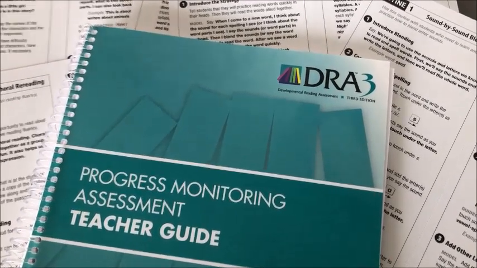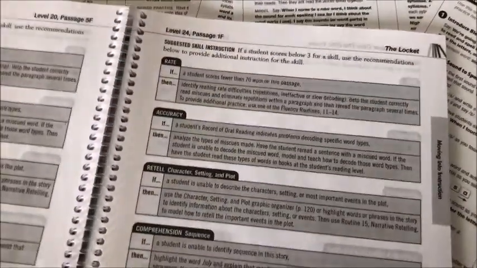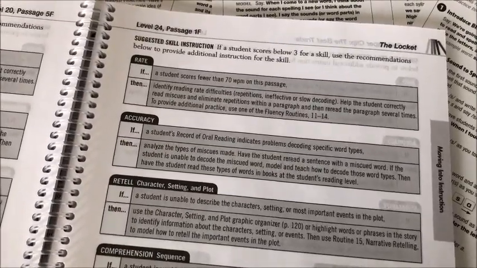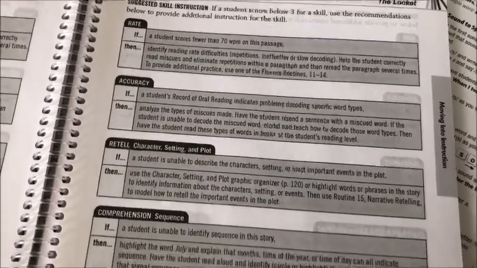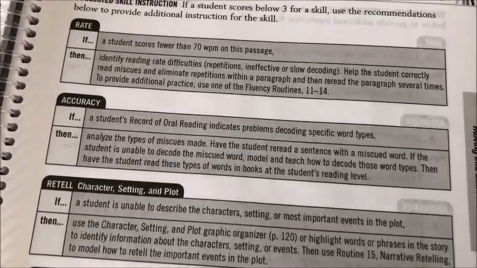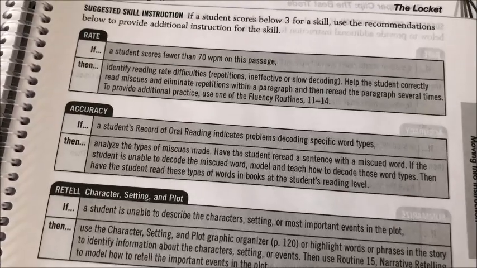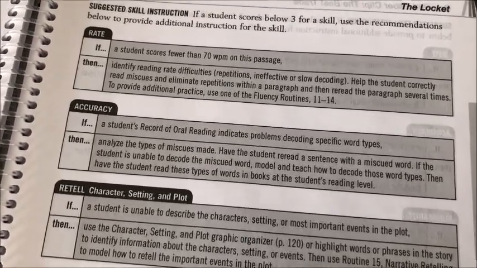And during this assessment, teachers will find out what specific areas of literacy need attention and then provide them with an if-then guideline on how to address these specific areas of challenge or struggles. And they can be broken down into rate of reading, accuracy, retell, and comprehension. So if the student scores fewer than 70 words per minute on this passage, then identify reading rate difficulties, repetitions, ineffective or slow decoding, etc.